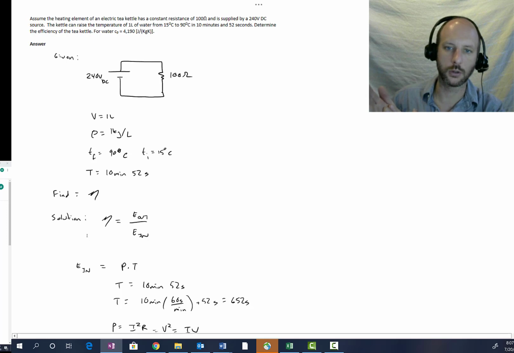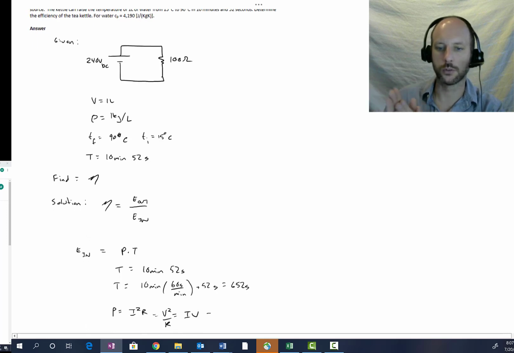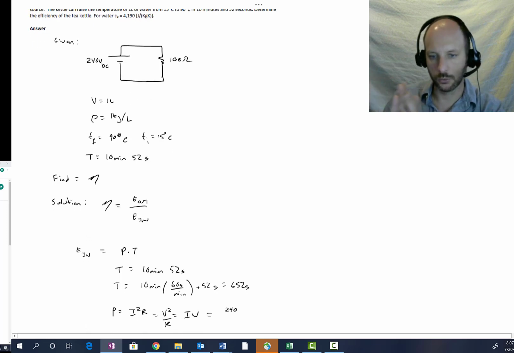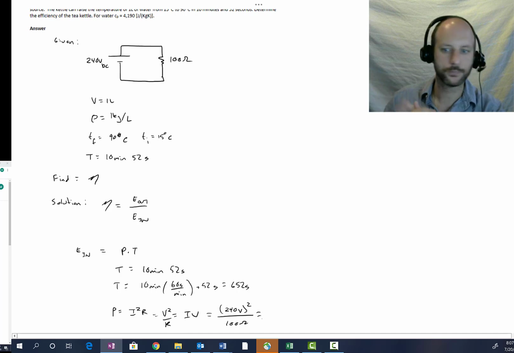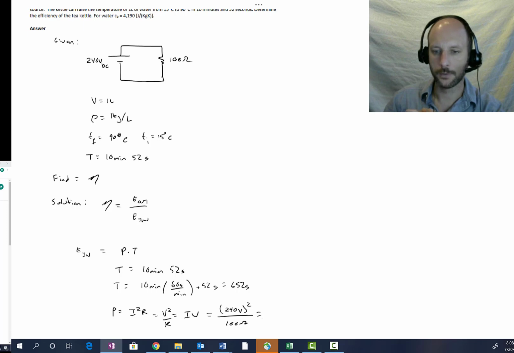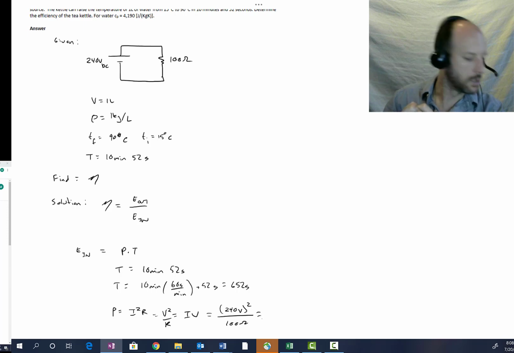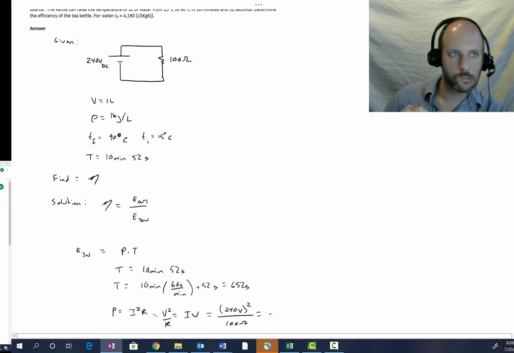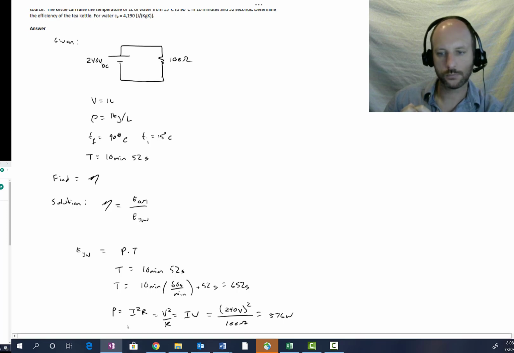You look at our circuit though, and you see we have a voltage and a resistance. So we could use any of those, but the quickest way is to just take 240 volts DC, square it, and then divide by the 100 ohms. So 240 volts squared over 100 ohms is going to give us our circuit power in watts. Do that calculation real fast, and it is 576 watts.